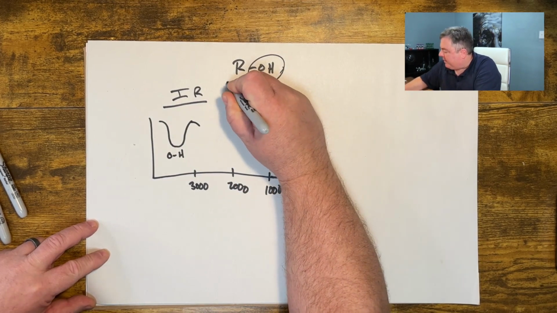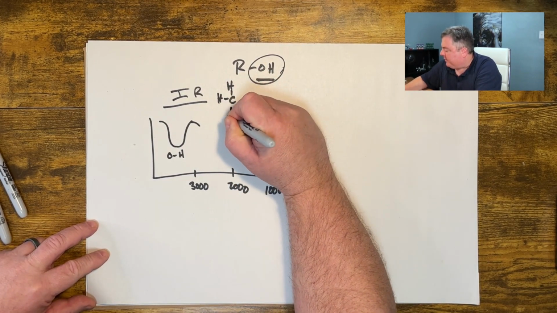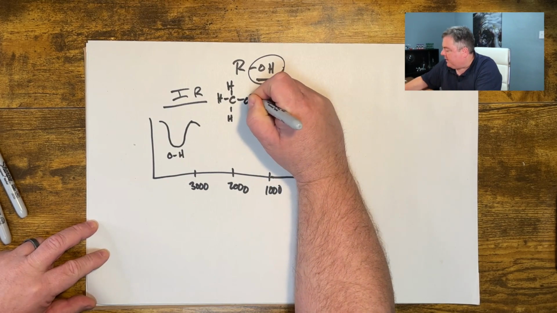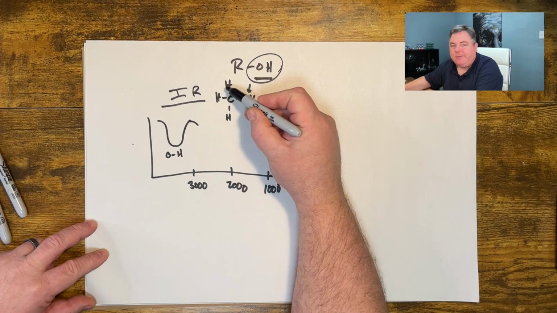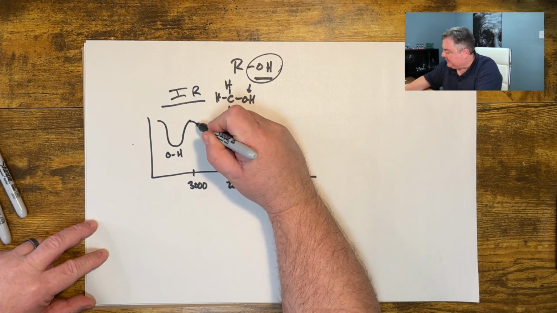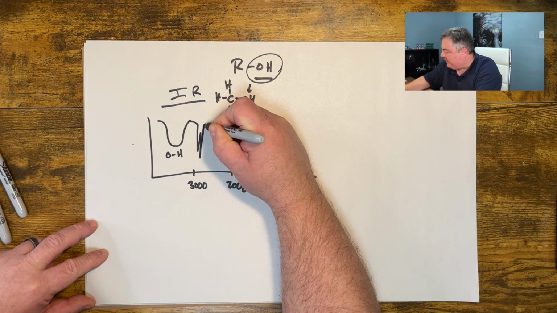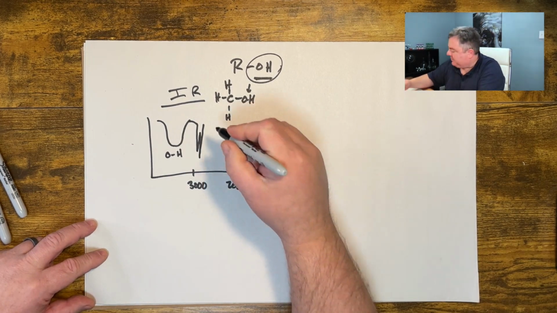And then if we have, let's pick something like this. So this bond is this one at 3300. You also might see sp3 carbon-hydrogen bonds right below 3000. Different shapes.